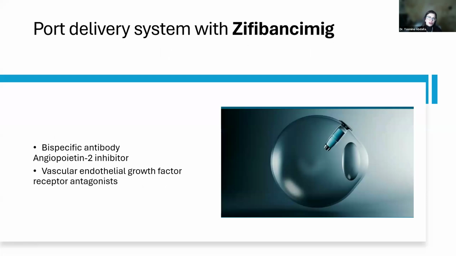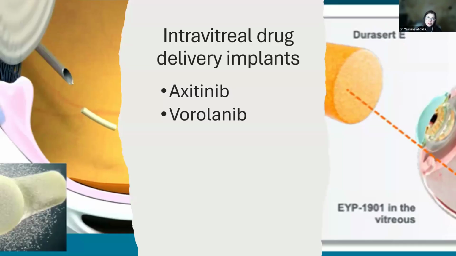A very similar system could be used with a bispecific antibody, which is an angiopoietin 2 inhibitor along with a VEGF receptor antagonist, called zifibancimig. And again, this is still under clinical trials. Another way that we could do this is intravitreal drug delivery implants like axitinib and vorolanib. They're in phase 3 and 2 trials at the moment, respectively. They have 6 to 9 months durability and broad angiogenic properties, and they are bioerodible, meaning they dissolve.